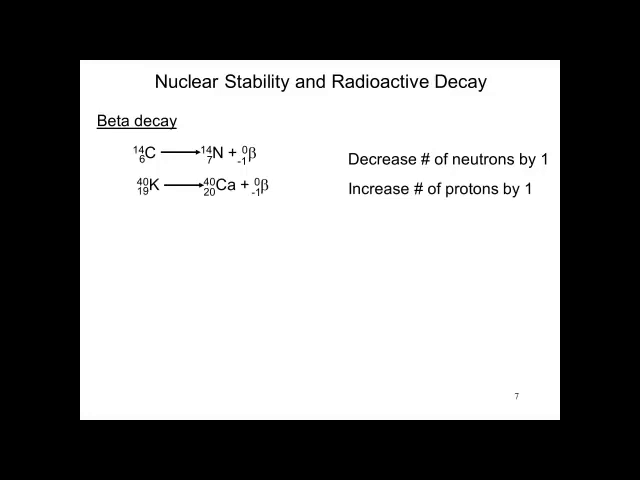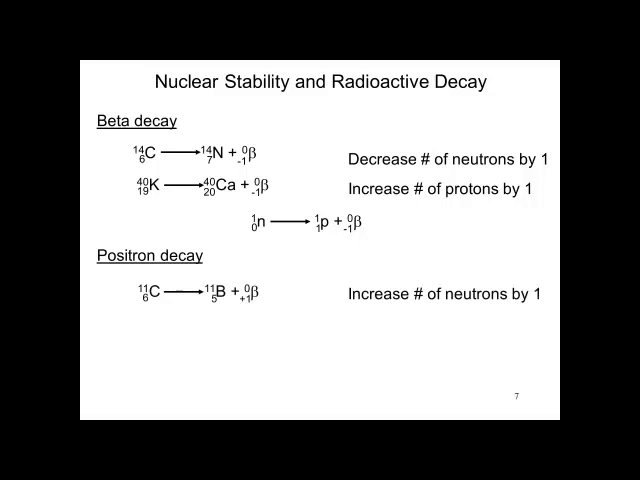Nuclear stability and radioactive decay. Let's look at beta decay. Here carbon beta decays into nitrogen, potassium into calcium. What's happening is a neutron is being converted to a proton plus an electron, a beta particle. There's also positron decay. Carbon is being converted into boron plus a positron. Potassium into argon plus a positron. Here the proton is being changed into a neutron plus a positron.